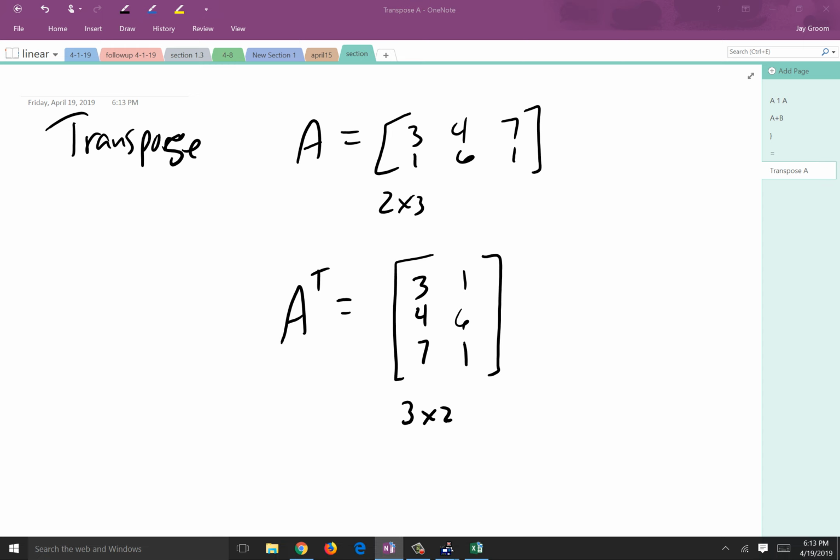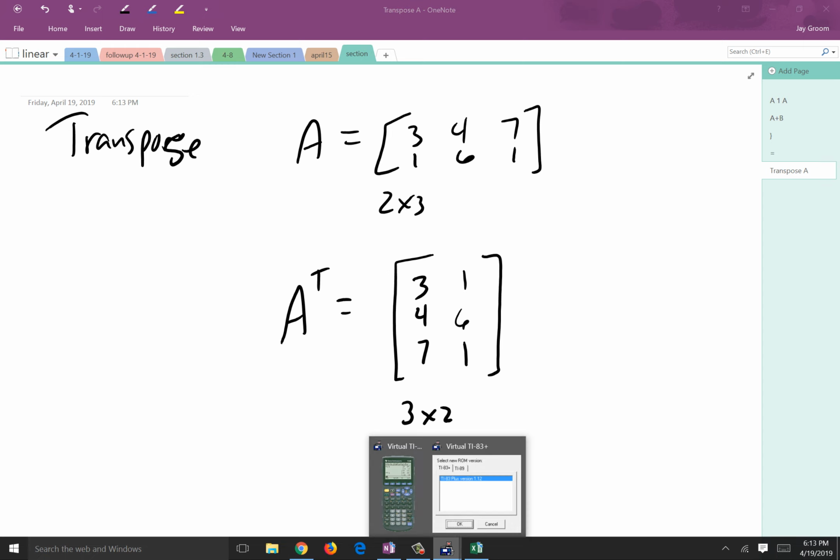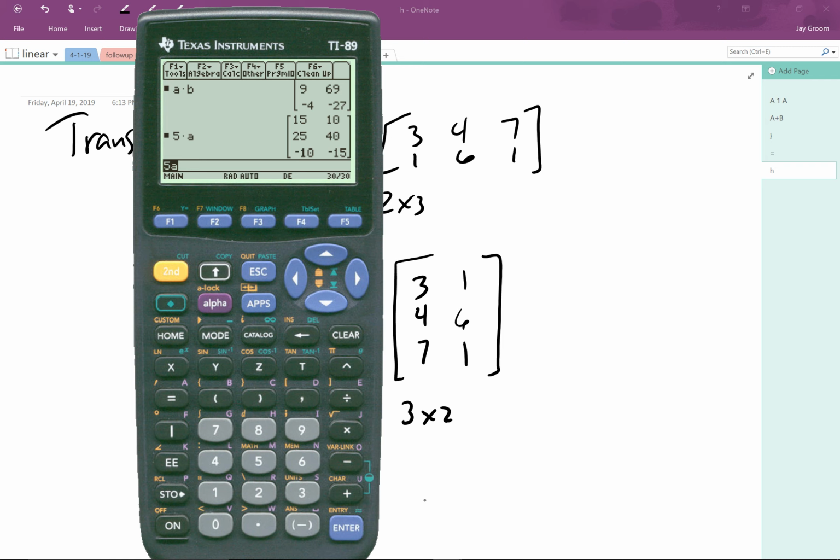Okay. I know you're wondering, can a computer or can a calculator do this for you? In fact, it can. Good question. So if you just go A, and in this calculator you go second, math, matrix is number 4, transpose, done. Okay.